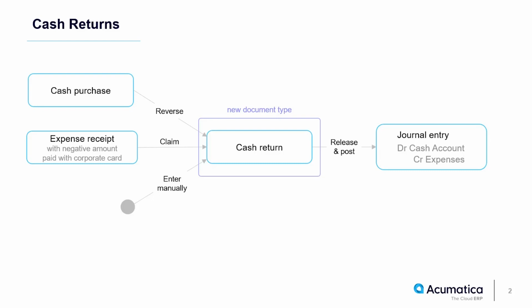Additionally, cash returns are generated upon release of negative expense receipts recorded by employees to reflect refunds and rebates for purchases made with a corporate card. In the general ledger, cash returns debit the cash account and credit expenses.